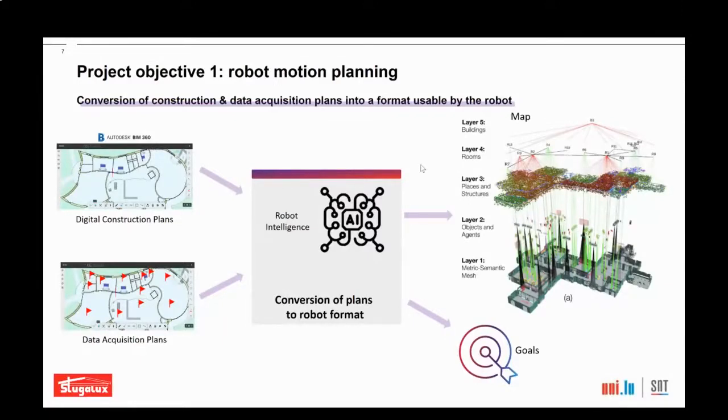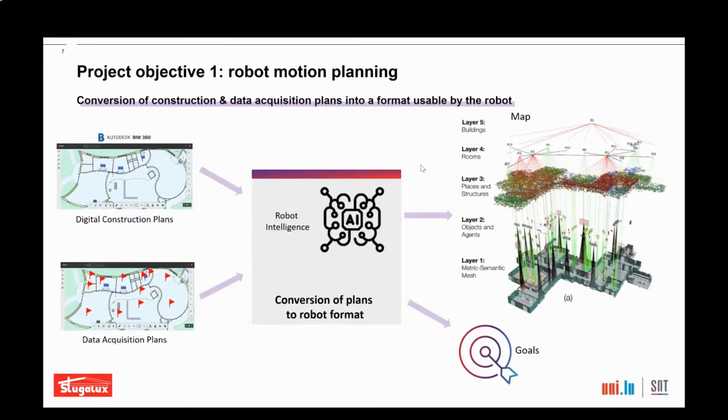And in order to do so, we have three, I would say, core components that we are now going to realize. That means, you see, we are at the start of this collaboration, and the first project objective is to do the robot motion planning, but to automate the robot motion planning. That means, first of all, we have to convert the construction and the data acquisition plans into a format which is then usable by the robot.